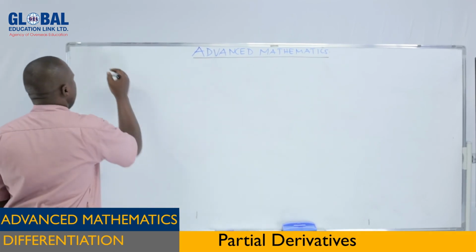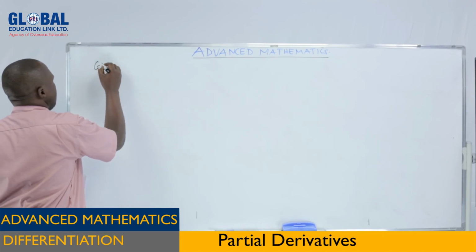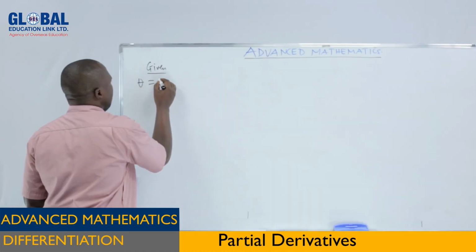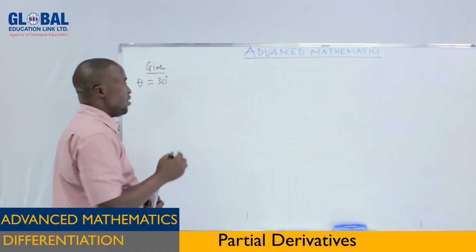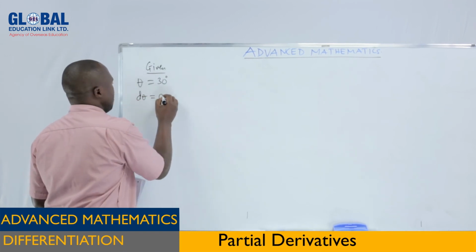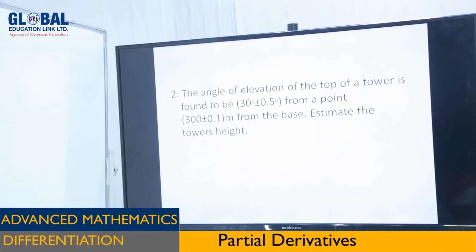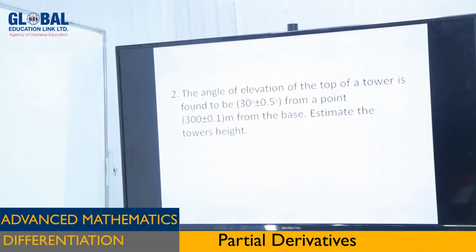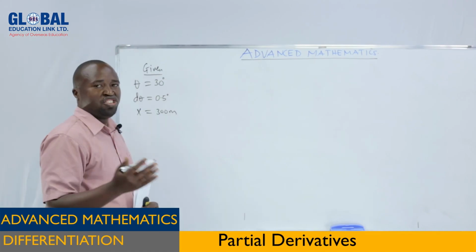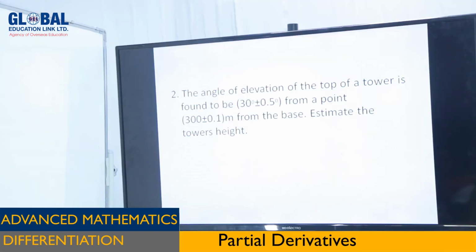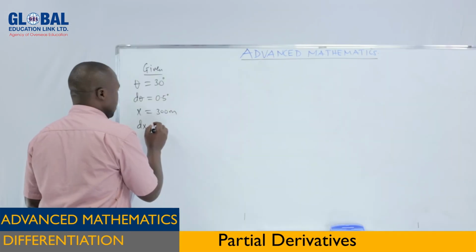So in this case, that is given, we have angle theta equal to 30 degrees. And of course, d theta is equal to 0.5 degrees. But again, we have the length xc, given by 300 meters, and the small change in that length from the base of the tower, that is dxc, which is equal to 0.1 meters.